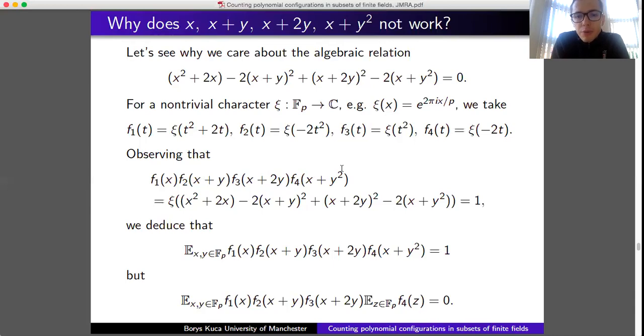However, if we look at the product of the counting operator for the three-term arithmetic progression times the average of f4, then we get zero. And this is because the average of f4 is just the average of psi over Fp, and the average of any non-trivial character is just zero. And therefore, because these two expressions differ so drastically, we cannot hope for a discorrelation result to occur here.